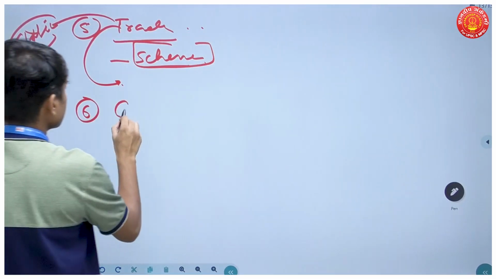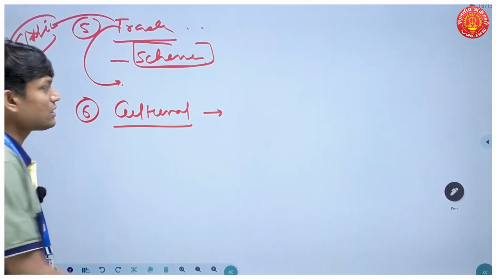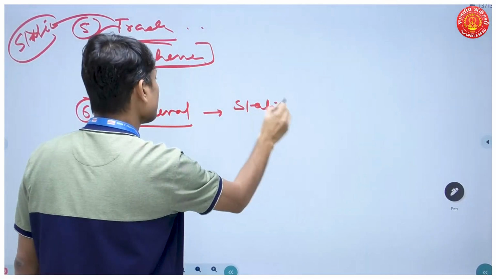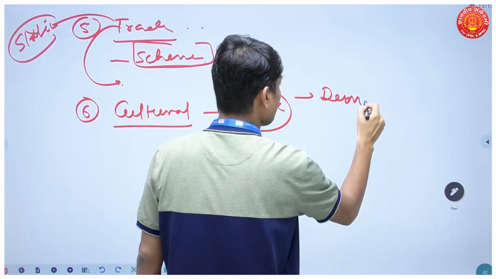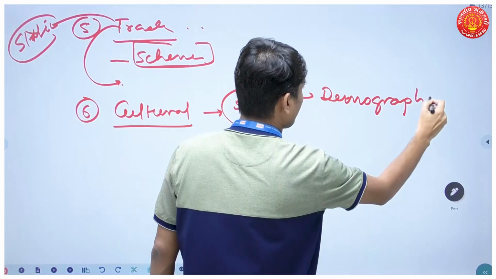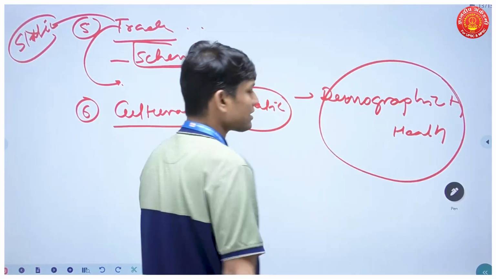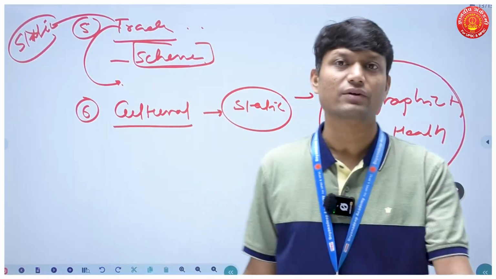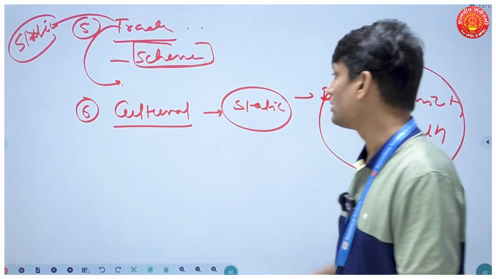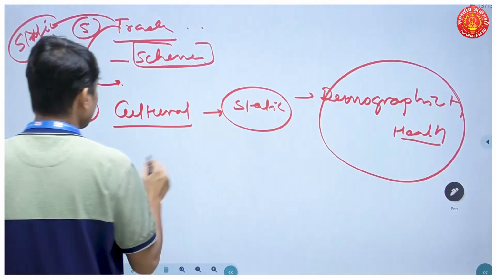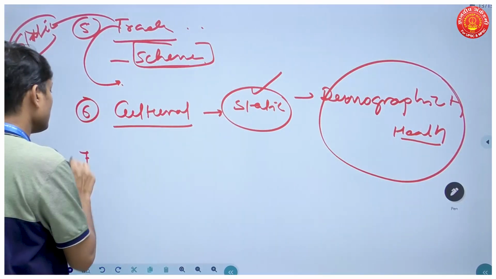Let's move on to the sixth point. The sixth point is cultural settings, and in cultural settings most of the part is static except for demographic shift or some demographic issues, or at best something asked from health, right? So whatever demographic shift is happening, add that contemporary affair to your cultural notes, and if possible add health also. The rest of the cultural settings is static in nature.